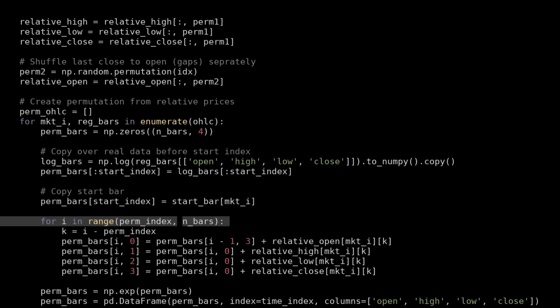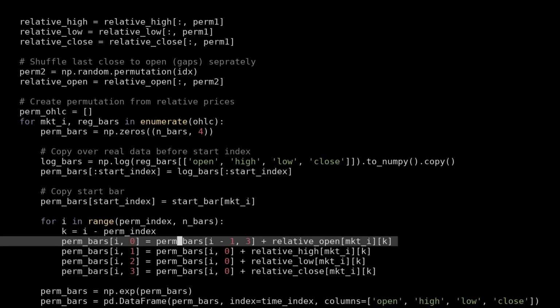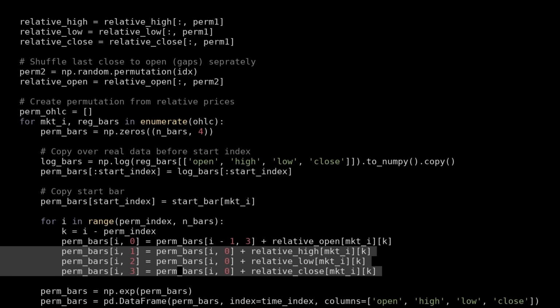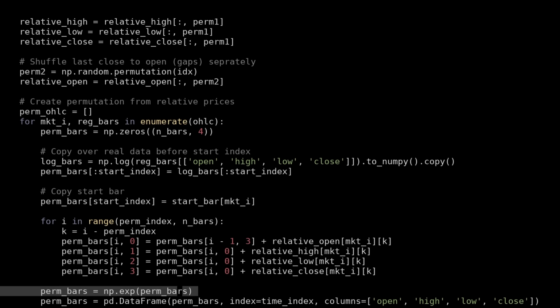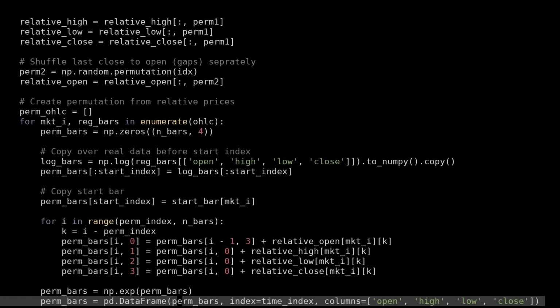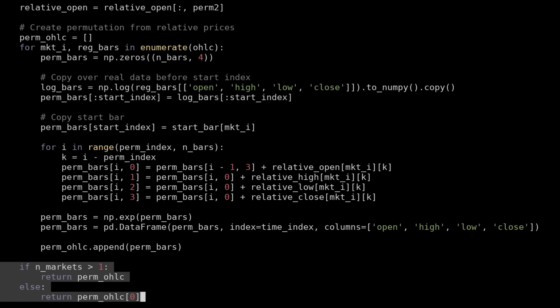We loop from the start bar to the end of the data. We first set the open price. The 0 is the index of the open, and the 3 is the index of the close. To get the permuted bar's open, we add the relative open value to the prior bar's close. Then we add the relative high, low, and close to that open value to get the rest of the permuted bar's prices. After the loop, we exponentiate the prices to get them to the normal scale, and add the bars to a data frame. The function will return either a single data frame or a list of data frames, the same as what was passed to the function.